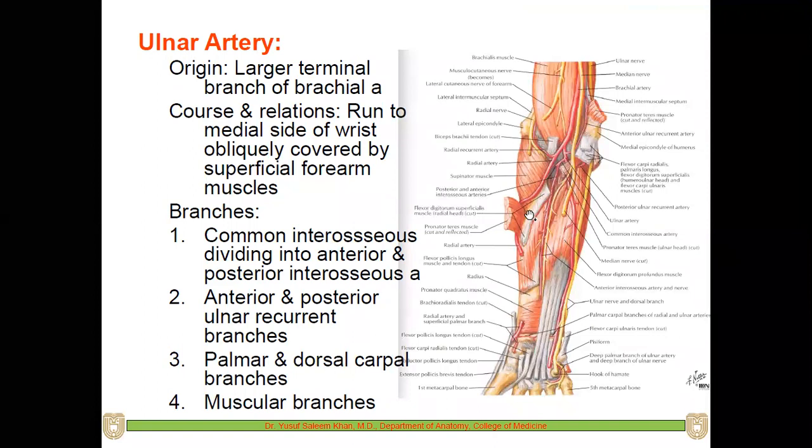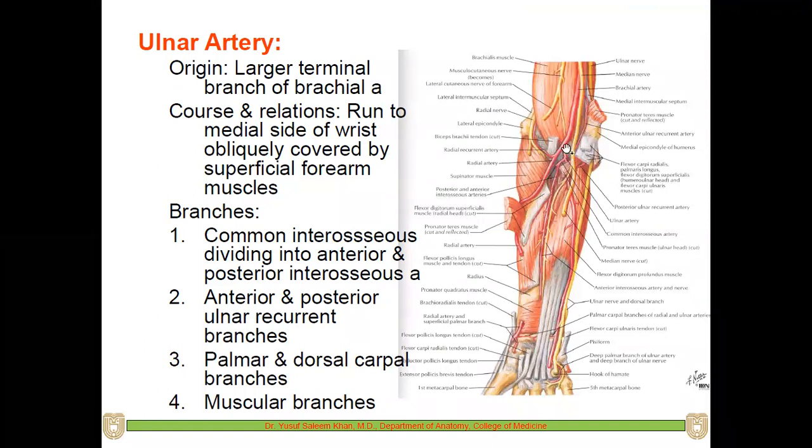Now coming to the second artery, that is the ulnar artery, which is the larger terminal branch of the brachial artery. Okay, so this is the brachial artery coming here, which is towards the medial side. The radial artery will be on the lateral side, and the ulnar artery will be on the medial side.